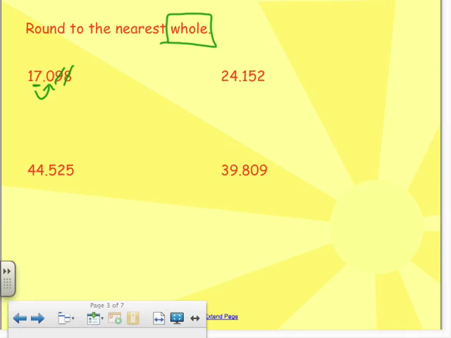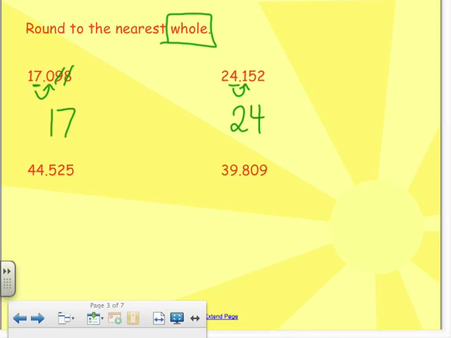So since the number after my 7 is a 0, that does not round it up. So rounding to the nearest whole, it's just going to be 17. If it's between 0 and 4, it's going to stay what it was, and if it's 5 or higher, that's when it's rounding up. So if I look at my next example, I have a 4, and in the tenths place it's a 1. Again, not going to round it up, going to stay at 24.